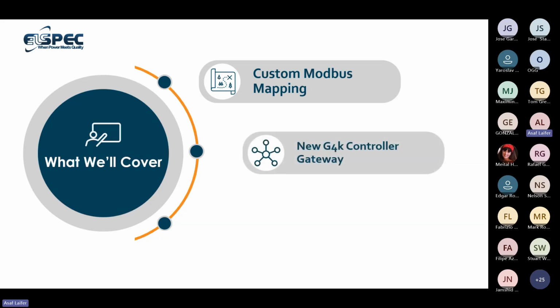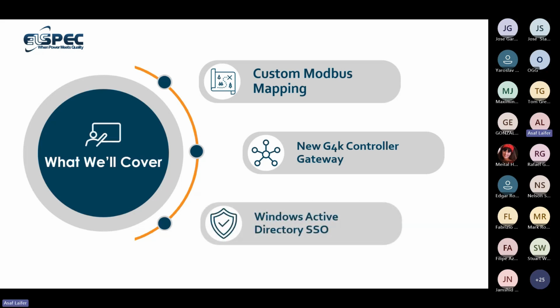The second part of this presentation will talk about our new component that we added to PQSCADA Sapphire, which is basically a G4K, but a G4K that acts as a gateway to the controller of the equalizer. And I will show you what it can do and how you should apply it. And the last session will be about Windows Active Directory SSO, single sign-on.